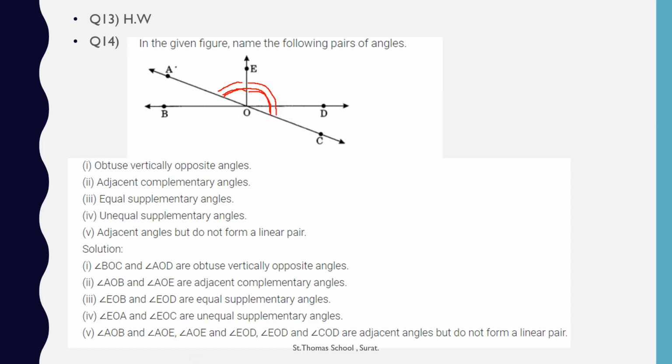Okay, you can take like this. First one AOB and AOE. Okay, now next one AOE and EOD. Okay, now next one EOD and COD. These are the three adjacent angles, but they are not forming a linear pair.